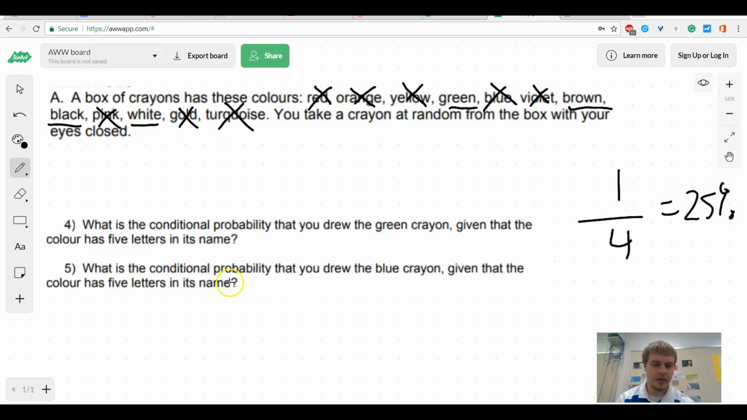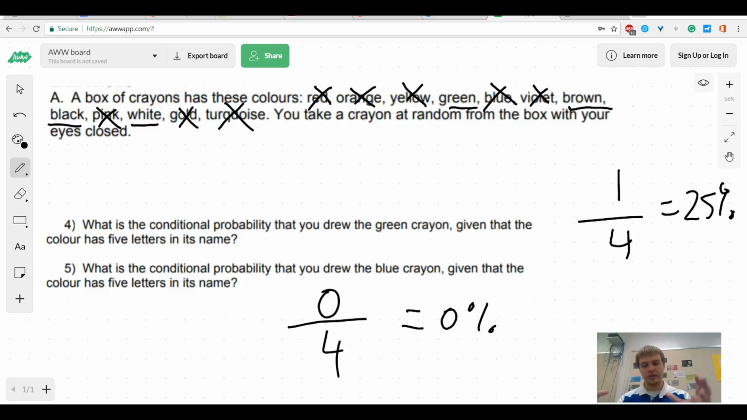Now the next one asks, what is the conditional probability that if your eyes are closed, you draw a blue crayon given that it has 5 letters? Well, again, the total is 4, and then we look at our probability of getting a blue, and that's not going to work because blue does not have 5 letters. Blue has 4 letters. So we don't have a chance of grabbing blue. So this would be 0%. So that's kind of how conditional probability works in the real world and thinking about things.